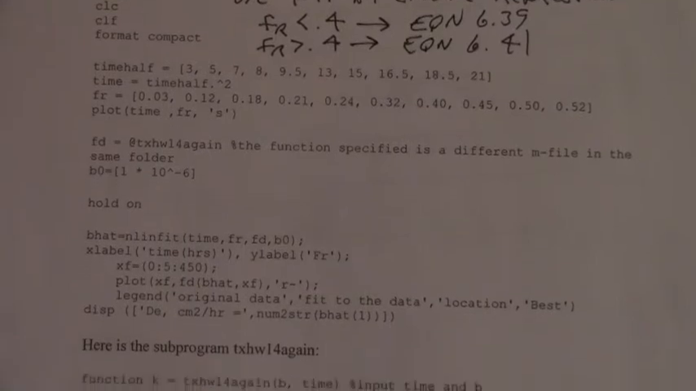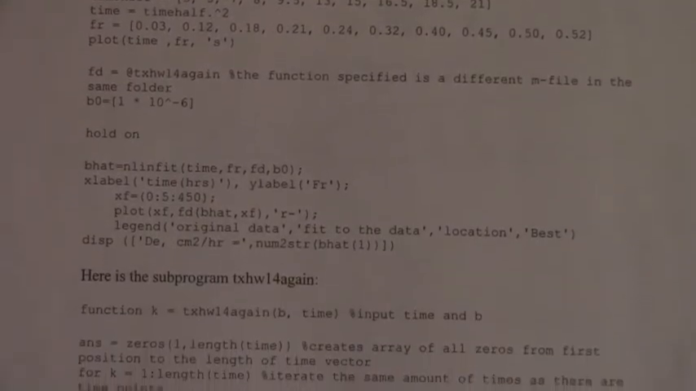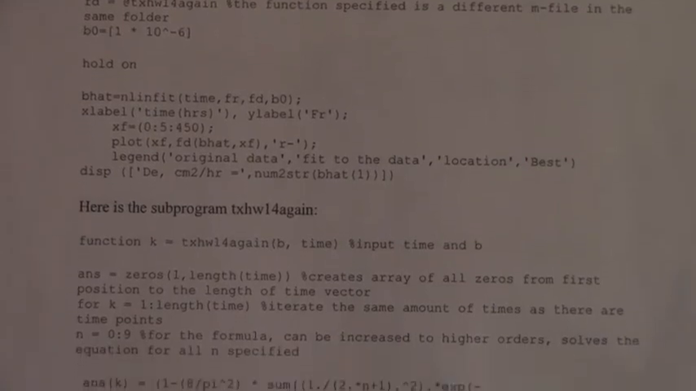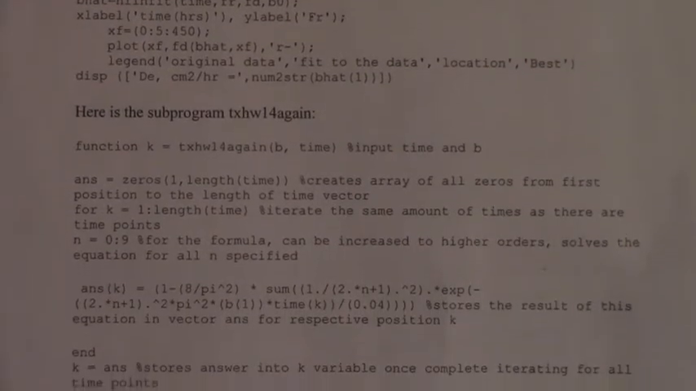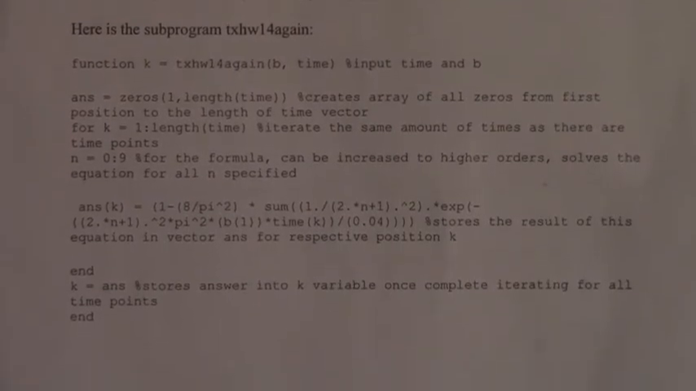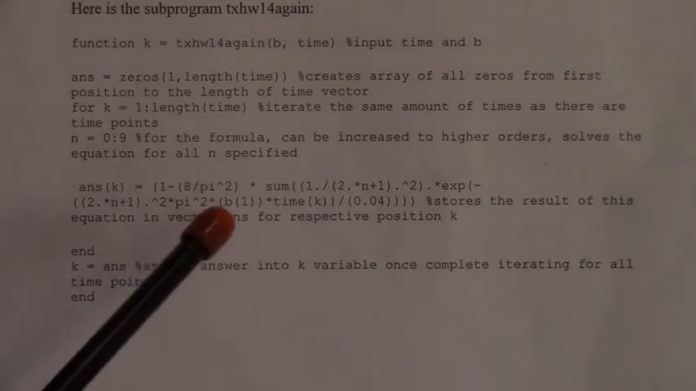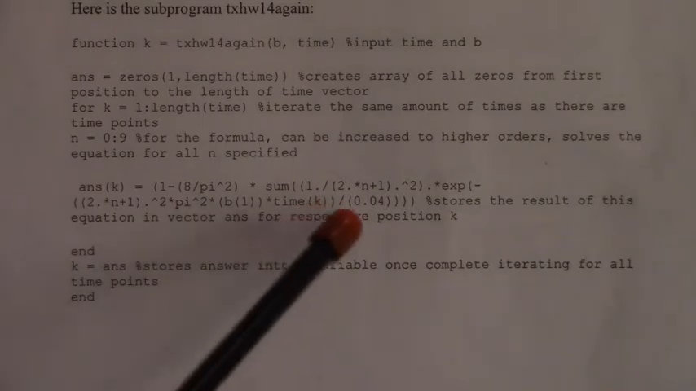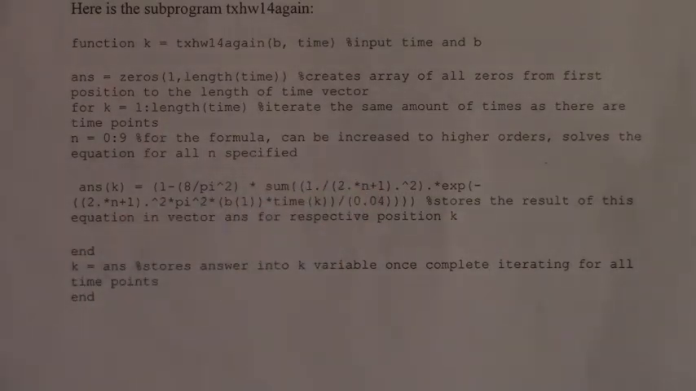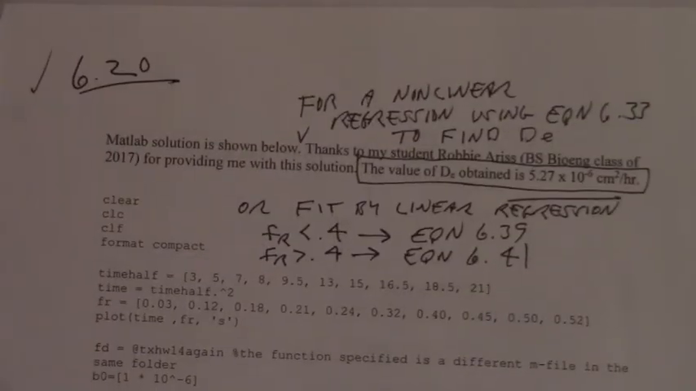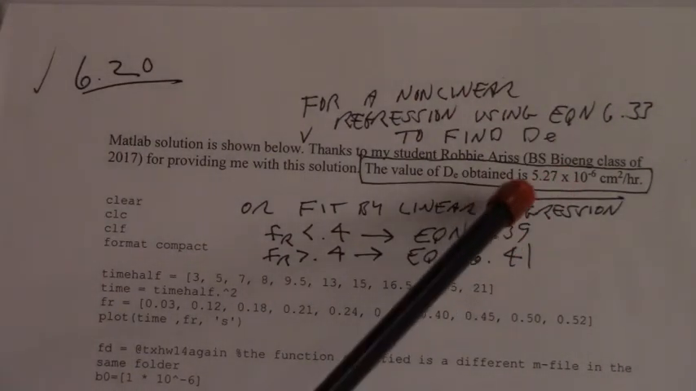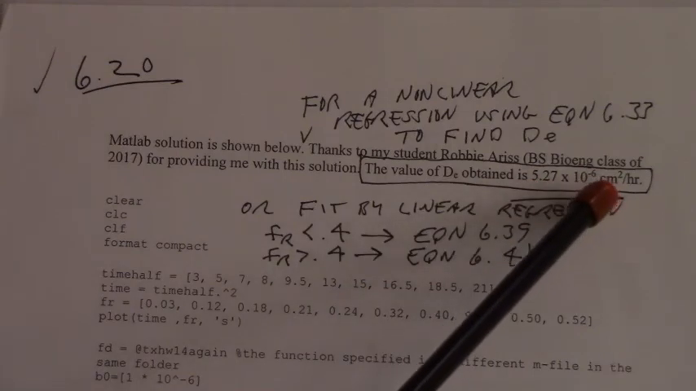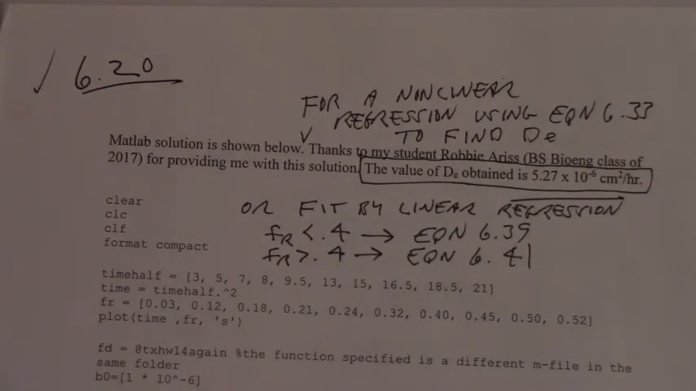I'll just scroll through it slowly here. If you're really interested, you can copy it down for yourself. But he worked through all that and was able to solve it. And that's right down in here. This is equation 6.33. Right in here is where the actual model equation is that he uses to find the value of D_E. So when he did all that, he ends up with a value of the effective diffusivity of about 5.3 times 10 to the minus 6 square centimeters per hour.